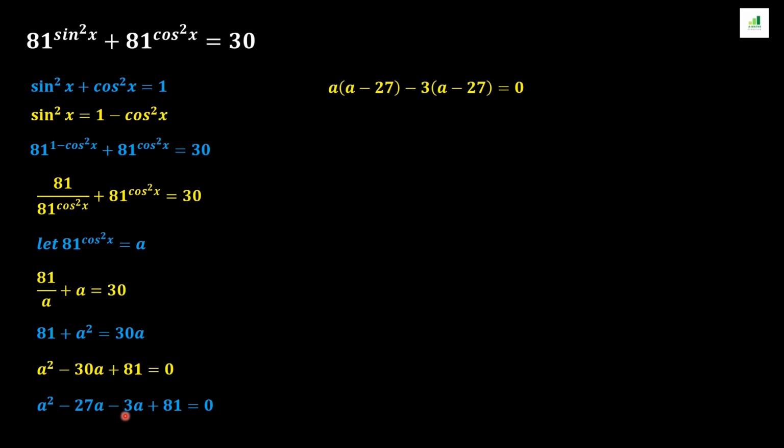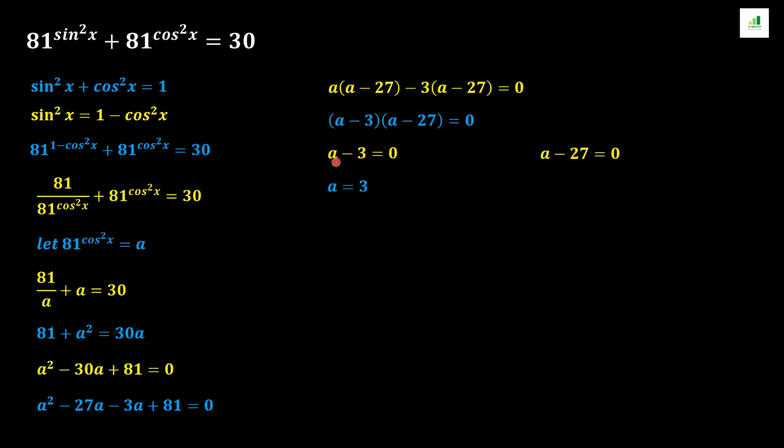Now we should take common minus 3 from both of these values. As a result, we will get a minus 3 as a common value, and a minus 27 will be the remainder. Equal to 0 will remain the same. Now in the next step, we should take a minus 3 from the whole expression, and we will get a minus 3 as a remainder, and a minus 27 will be the common value. Now we should take a minus 3 equal to 0 and a minus 27 equal to 0.